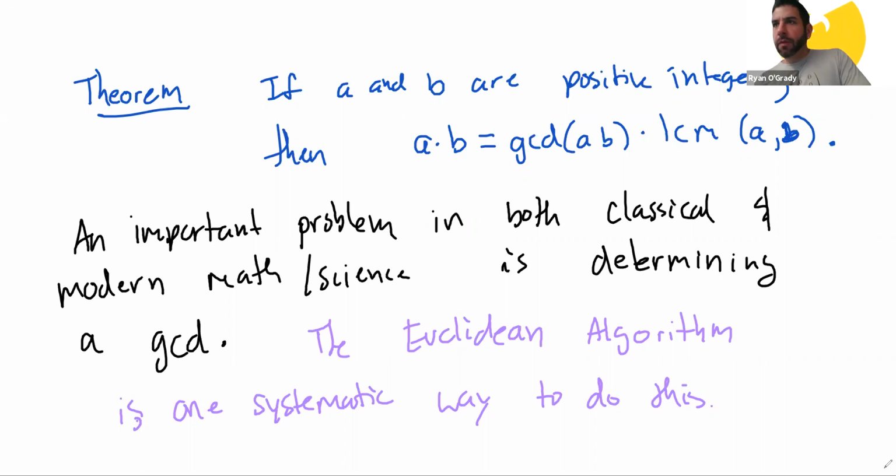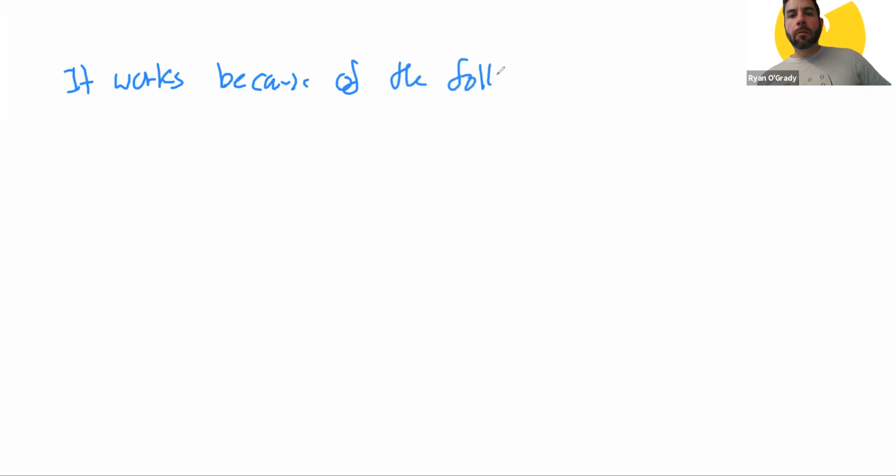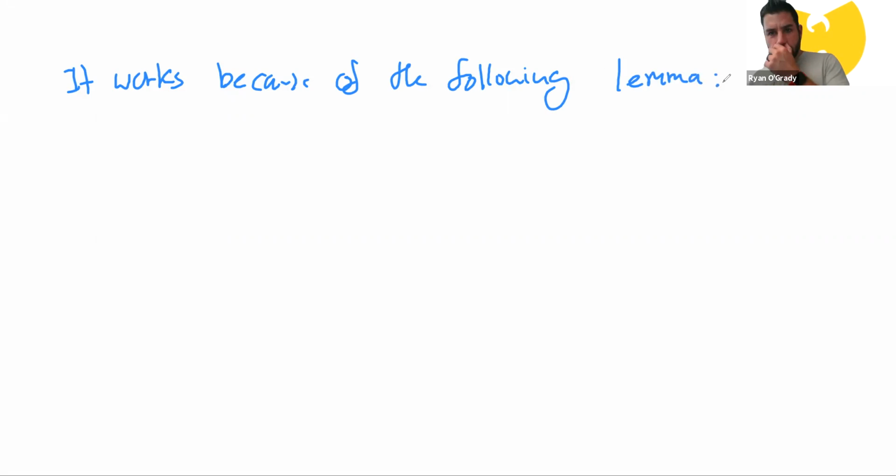So it is based off the following important fact, which we will not prove because we don't have the time, but it's not difficult to do. What we usually do, if there's a result that is used for something bigger, we usually call it a lemma. And so we're going to call this a lemma, not a theorem, because it's really the reason why the Euclidean algorithm works.